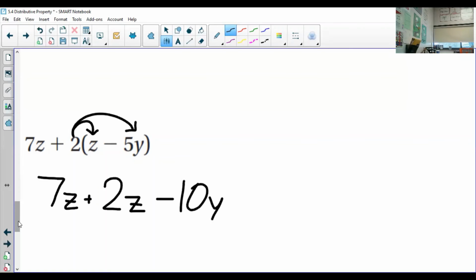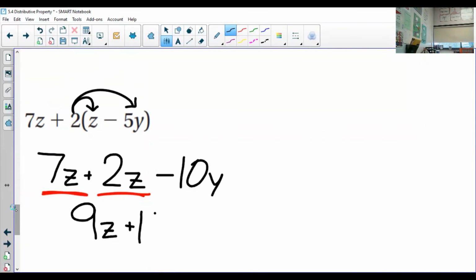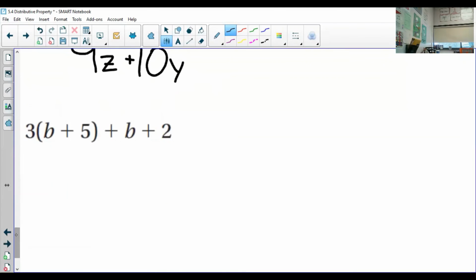Combine like terms. What do I have that's like here? The z's, and then my 10 is a y, so that doesn't go together. I can't do that. So I'm going to have 9z plus 10y. And that's it. Looks like we got a couple more.